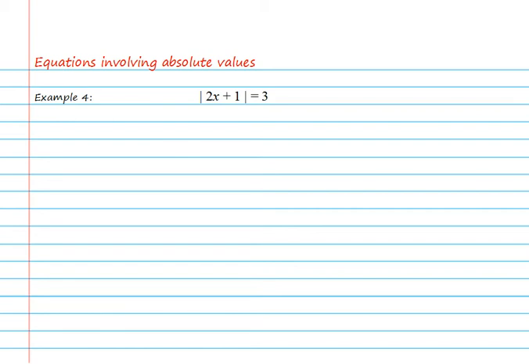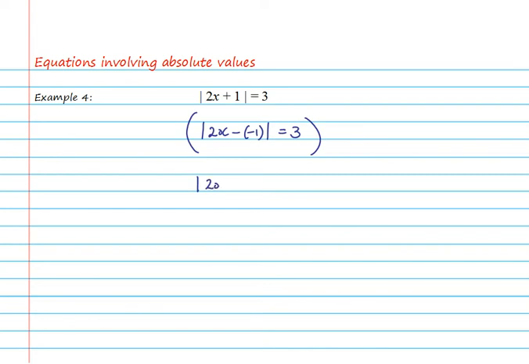Now when we get to this equation here, this is much harder to interpret. We could rewrite it as 2x minus negative 1 and try and think about the fact that the difference between negative 1 and 2x has to be 3. And that's possible, but it starts to get a bit complicated. So I'm going to jump straight to breaking this up into two separate equations.